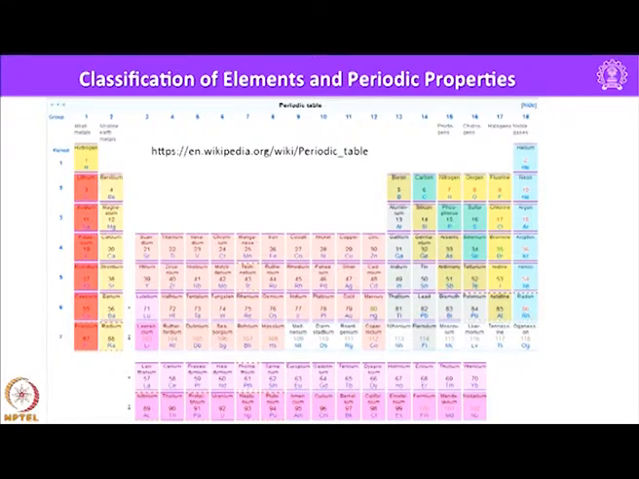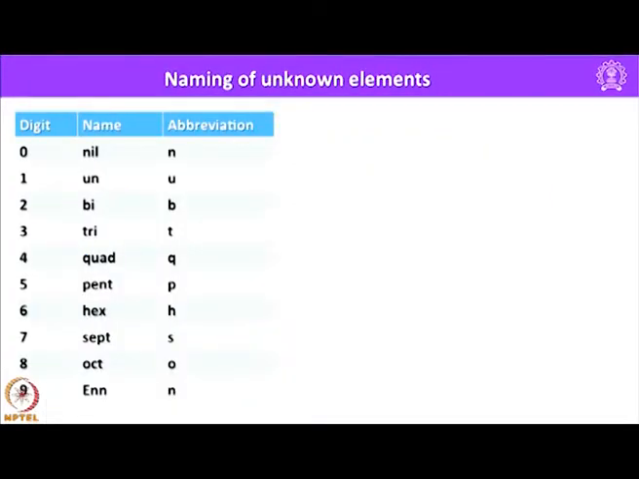This is the modern periodic table. You can see all 118 elements have been numbered. The International Union of Pure and Applied Chemistry has proposed this method. In this one, the digits 0 to 9 are named as nil, un, bi, tri, quad, pent, hex, sept, oct and enn, and the first letter is considered as the abbreviation.